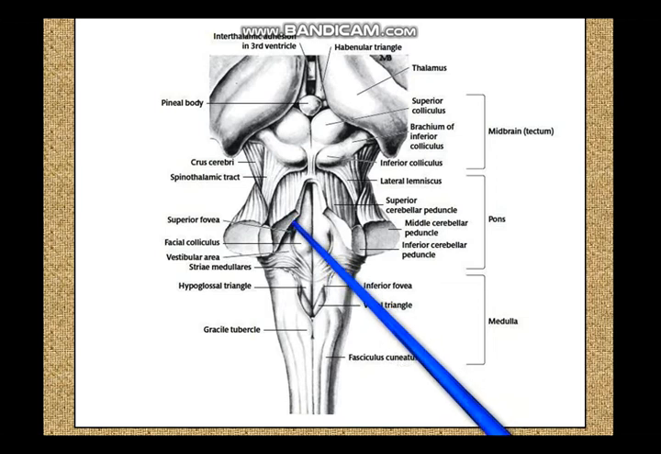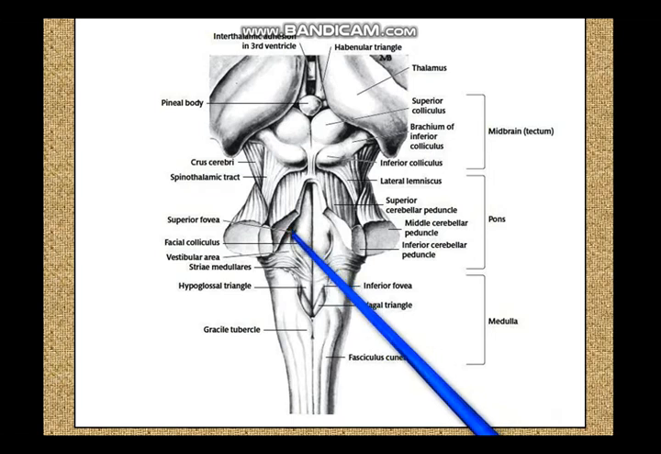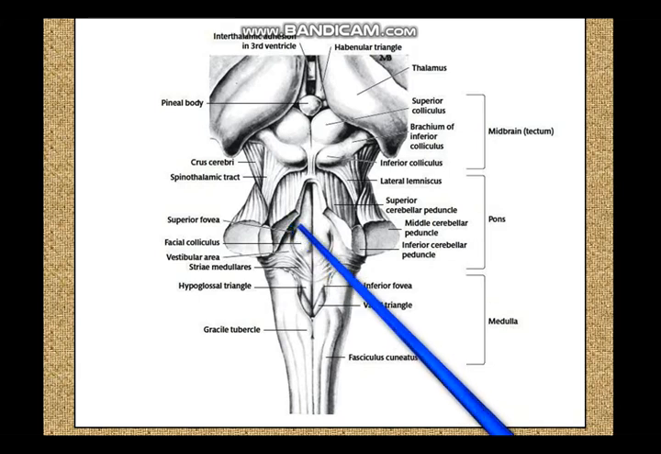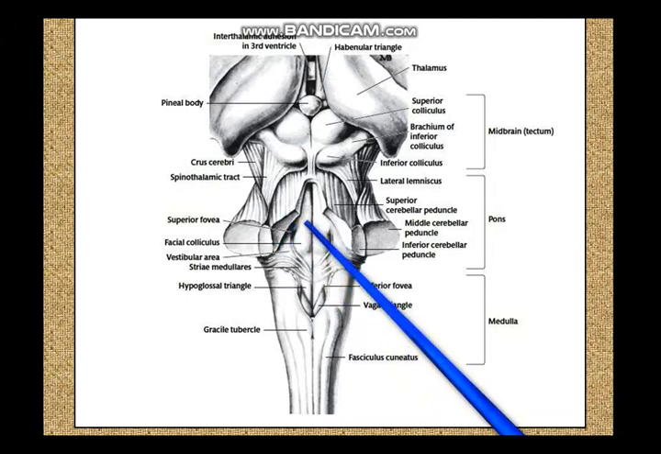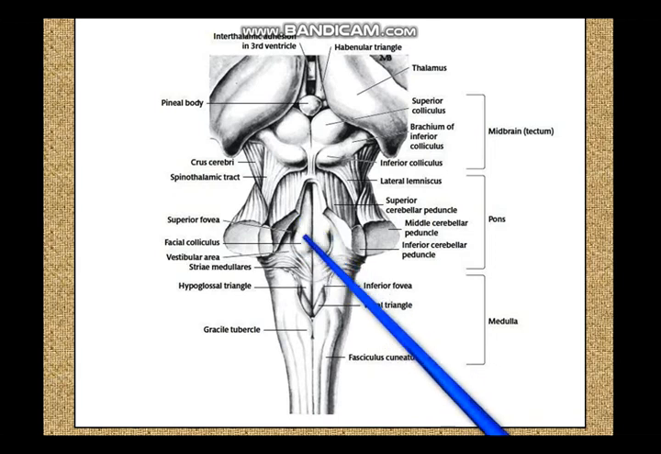Now above the superior fovea over here you have what we call the locus ceruleus. Here there is a small patch having a slightly bluish color in the fresh specimen, and this bluish color is supposed to be given by an area which is rich in iron. So this locus ceruleus contains some nuclei which are part of the reticular formation. So just above the superior fovea on the lateral side you have the locus ceruleus, and medially you have the big facial colliculus.